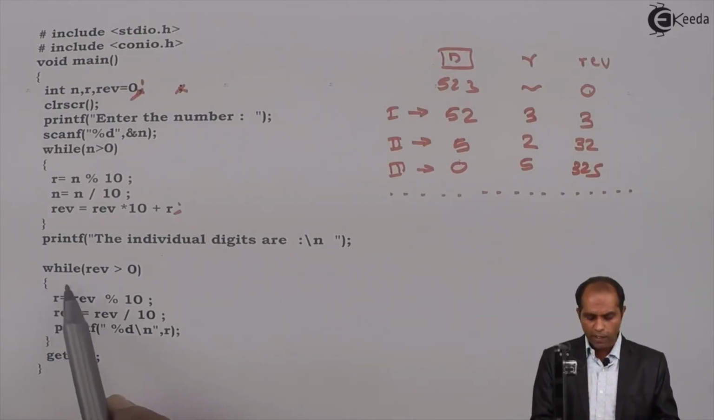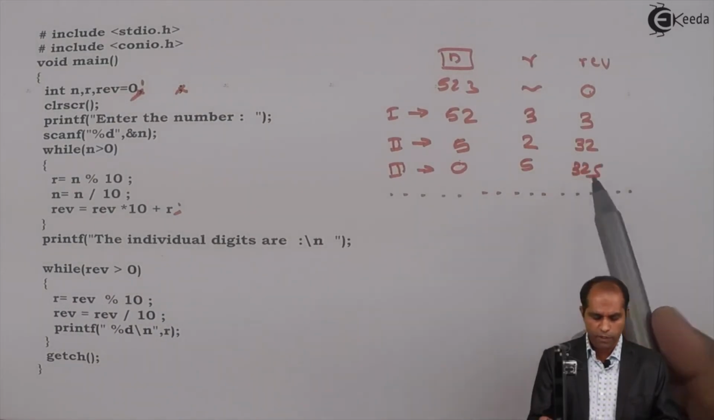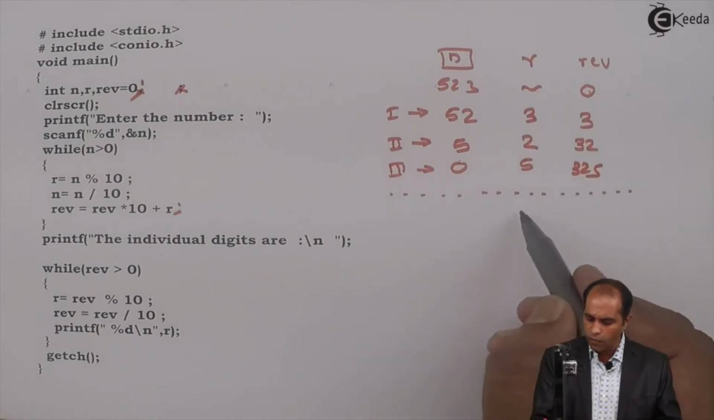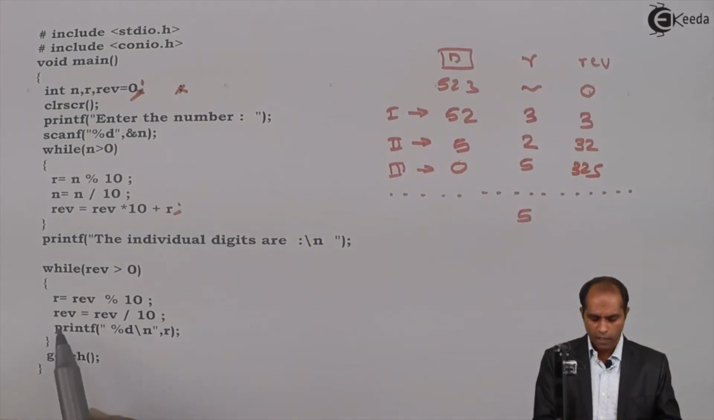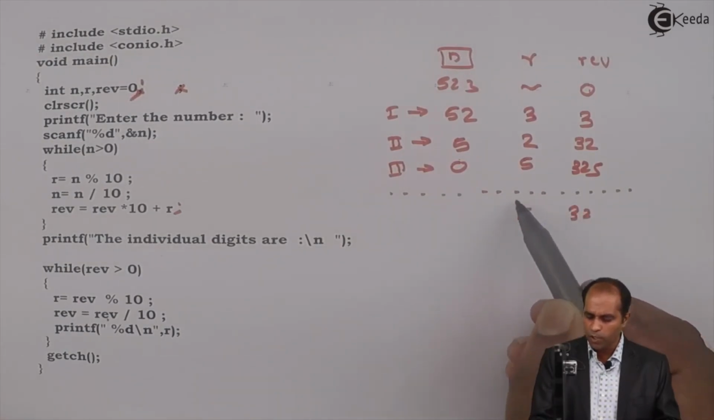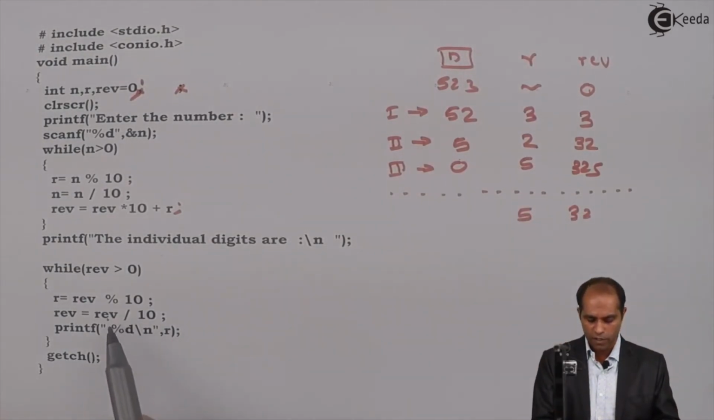So let's start: while rev greater than 0. Rev is what? 325. 325 greater than 0, true. r equals rev mod 10. So r is now 5 in this case. And rev equals rev divided by 10. 325 divided by 10 is 32. Display the particular r on the screen. So 5 is displayed, and after that get the next line.